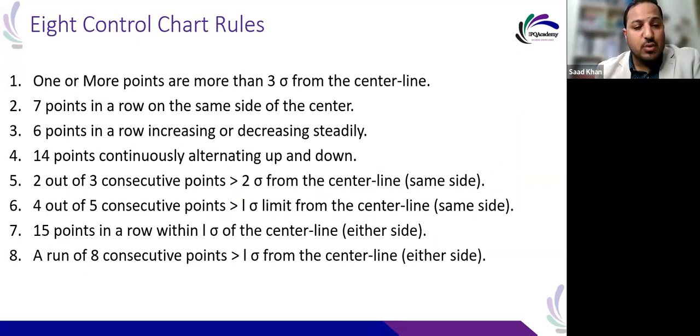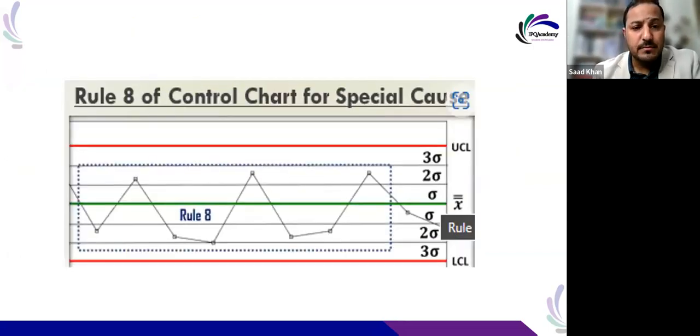Then the last rule, a run of 8 consecutive points more than 1 sigma from the central line on either side. 8 consecutive points more than 1 sigma on either side is because of a special cause, and you need to do something about it. This is not normal, right? This is not because of the common cause.